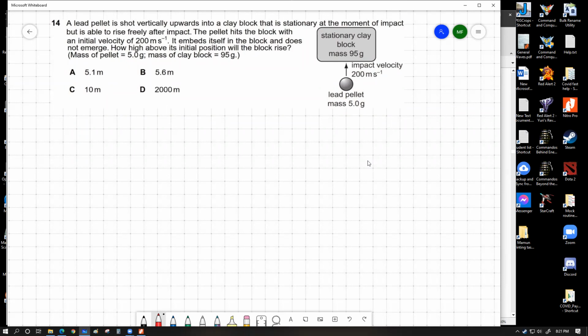The pellet hits the block with an initial velocity of 200 meters per second. It embeds itself in the block and does not emerge. Important information, they are stuck together. How high above its initial position will the block rise? Mass of pellet 5.0 gram, mass of clay block 95 gram. Here's the thing.